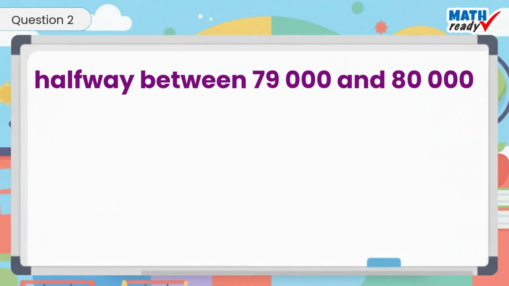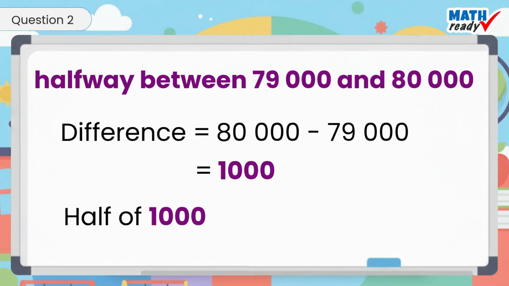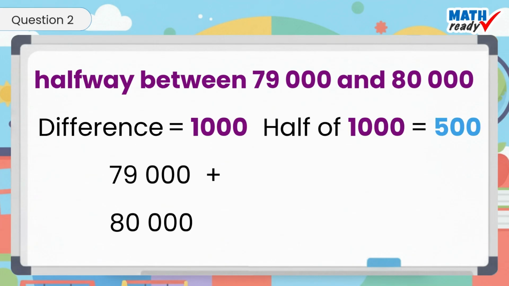What number is halfway between 79,000 and 80,000? We know that the gap between 79,000 and 80,000 is 1,000. Half of 1,000 is 500, which means we either add 500 to 79,000 or subtract 500 from 80,000.